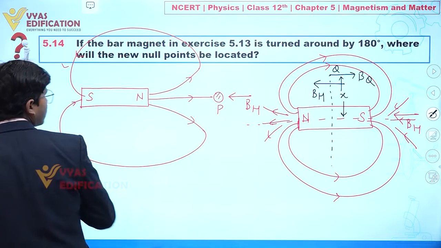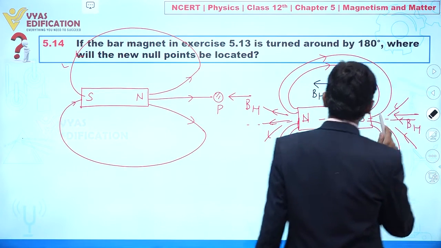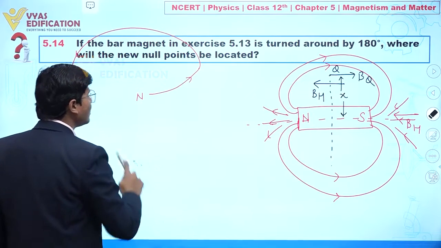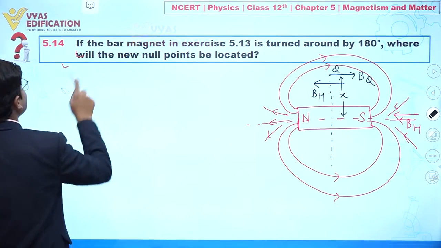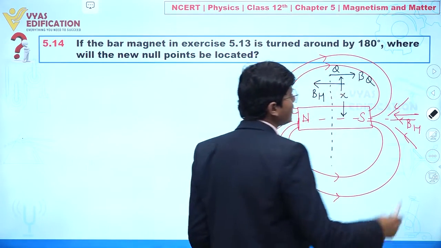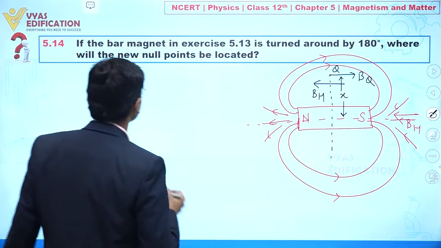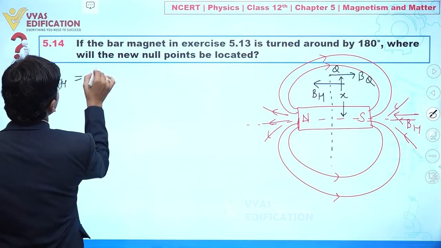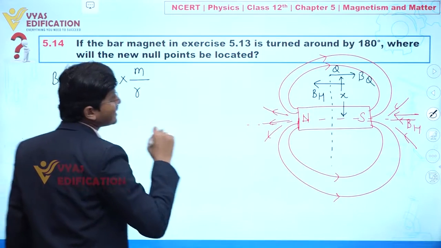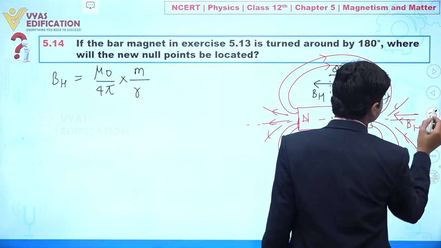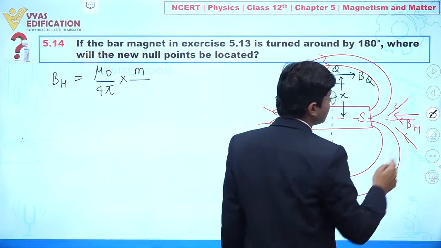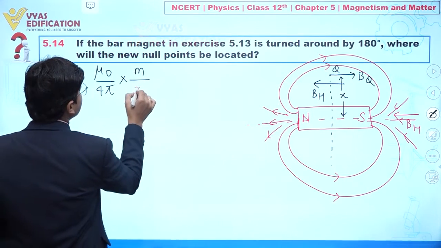So now concentrate. We have to calculate the value of x. How can we calculate? We just write the value of the magnetic field due to this short dipole, which is equal to the horizontal component of the earth's field. So now we can write BH equal to mu naught upon 4 pi multiplied by m upon x cube, because I am assuming this position is at a distance x. Clear to everyone? So this is x cube.